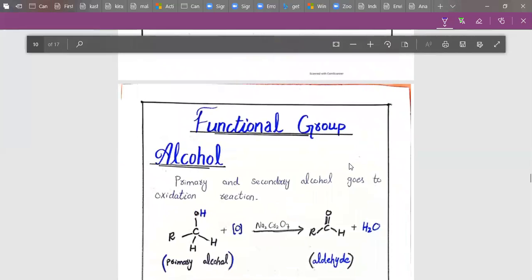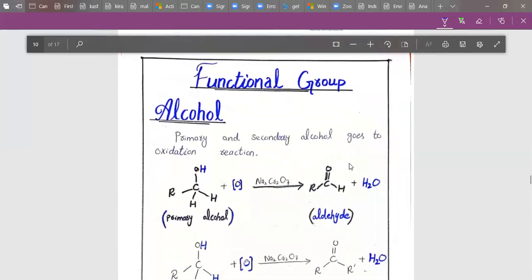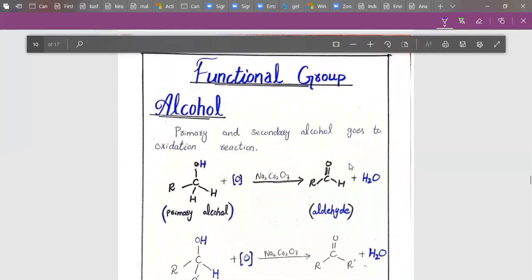Okay, the oxidation of hydrocarbons is enough. Now I can explain the oxidation of functional groups. Alcohols. Primary and secondary alcohols undergo oxidation reaction. This one is a primary alcohol, and when a primary alcohol reacts with oxygen in the presence of this catalyst, then we form aldehyde, because the oxidation of primary alcohol produces aldehyde.